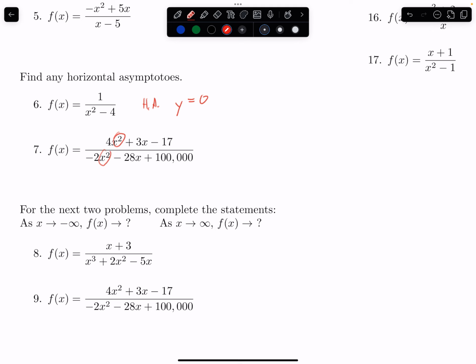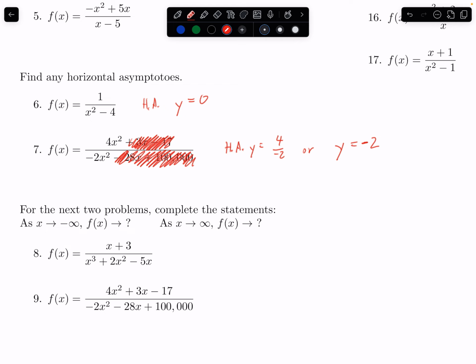Okay, second question, number 7. Same degree, right? Remember what we just said? These other terms become negligible compared to the first leading term. So I don't care even if that's 100,000. The only thing I care about is the two leading terms, and the leading coefficients are 4 and -2. So the horizontal asymptote is simply 4 over -2. But of course that reduces, so y equals -2. That would be the horizontal asymptote.